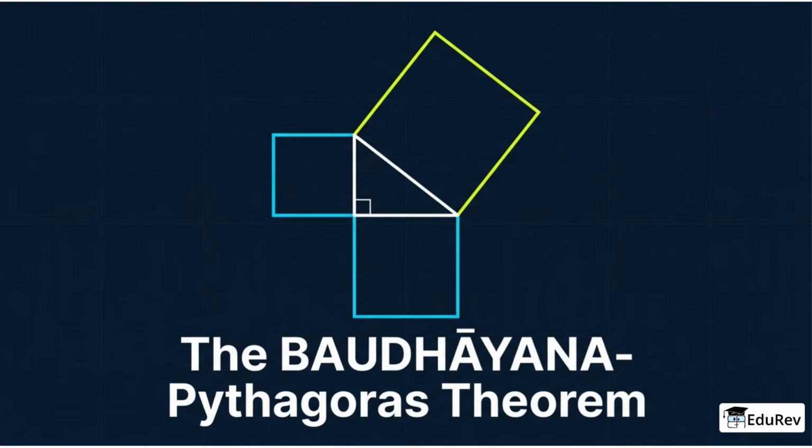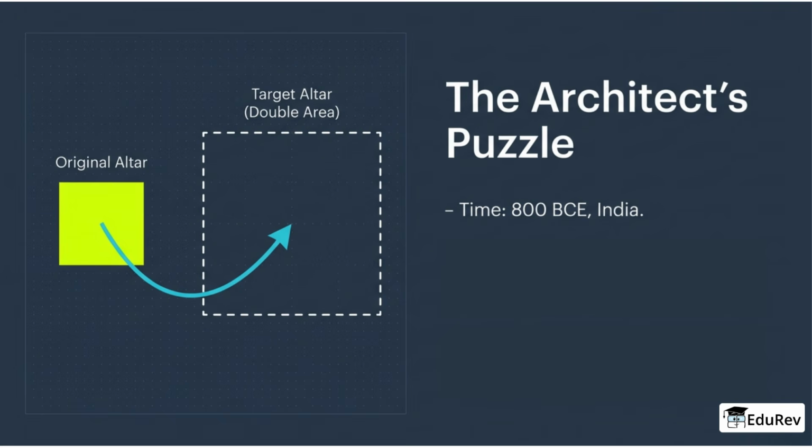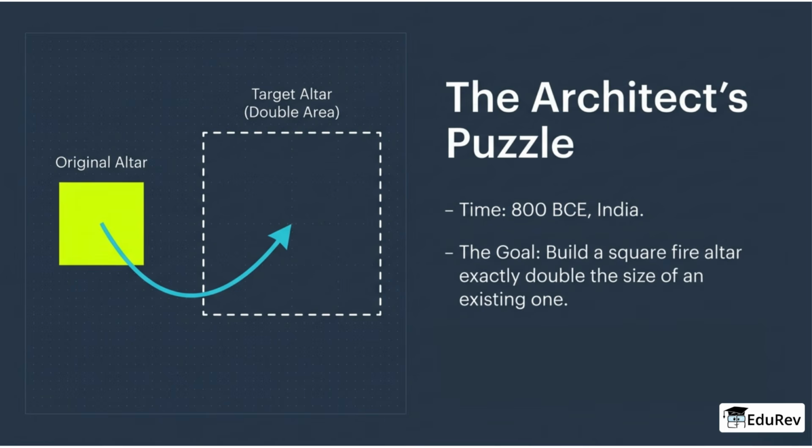To understand where this mathematical journey begins, we actually need to travel back in time to look at an ancient architectural puzzle. The year is 800 BCE, and we find ourselves in ancient India. The goal for our architects here is highly practical. They need to build a square fire altar that is exactly double the size of an existing one. The big question is, how exactly would you do it?